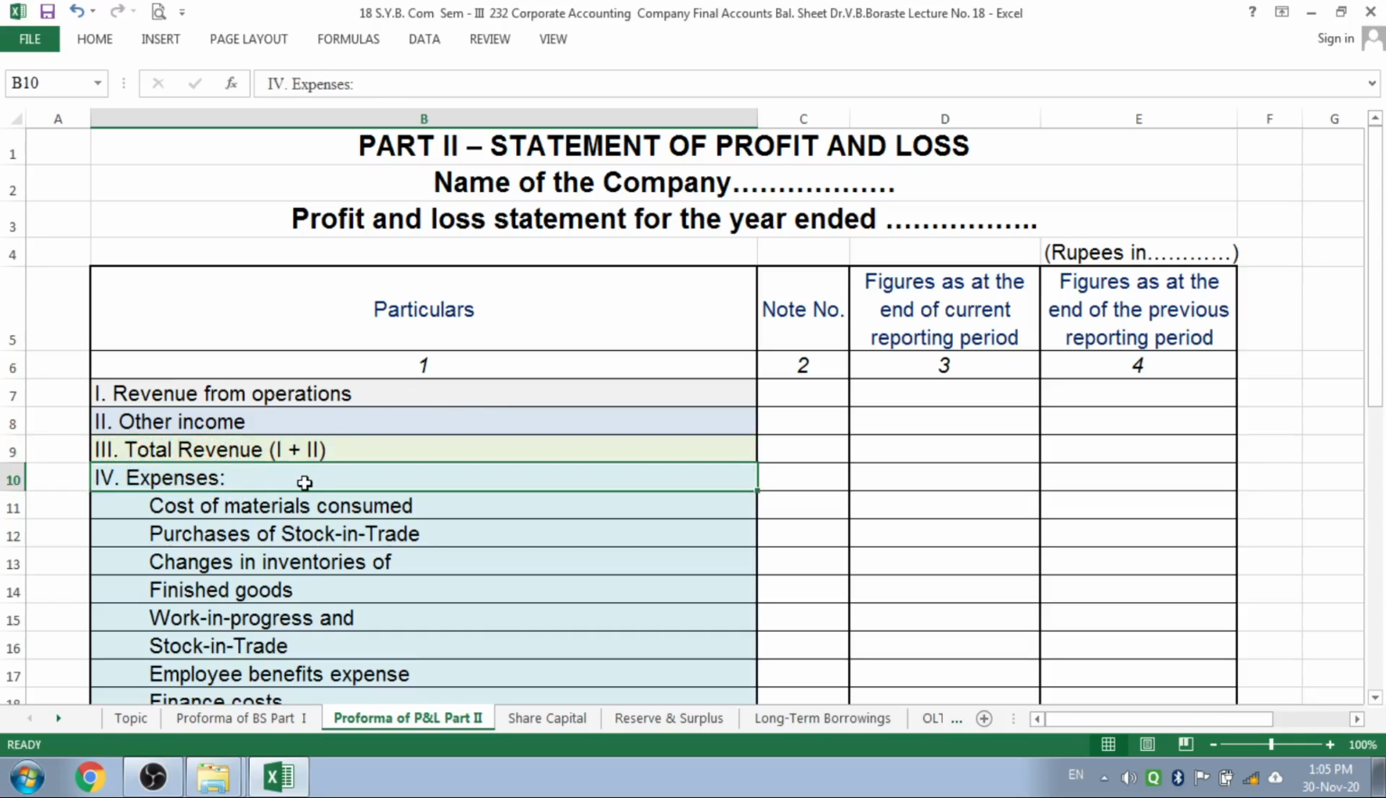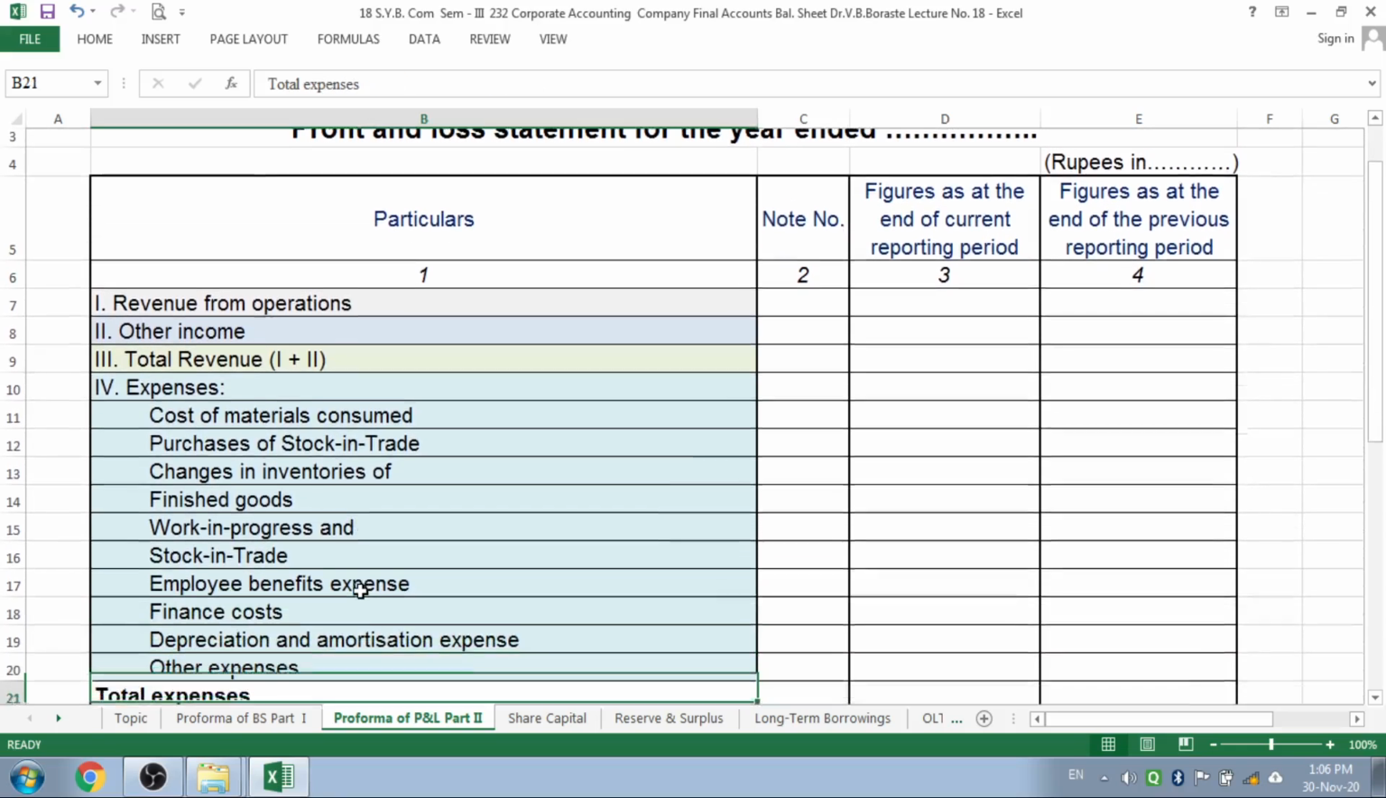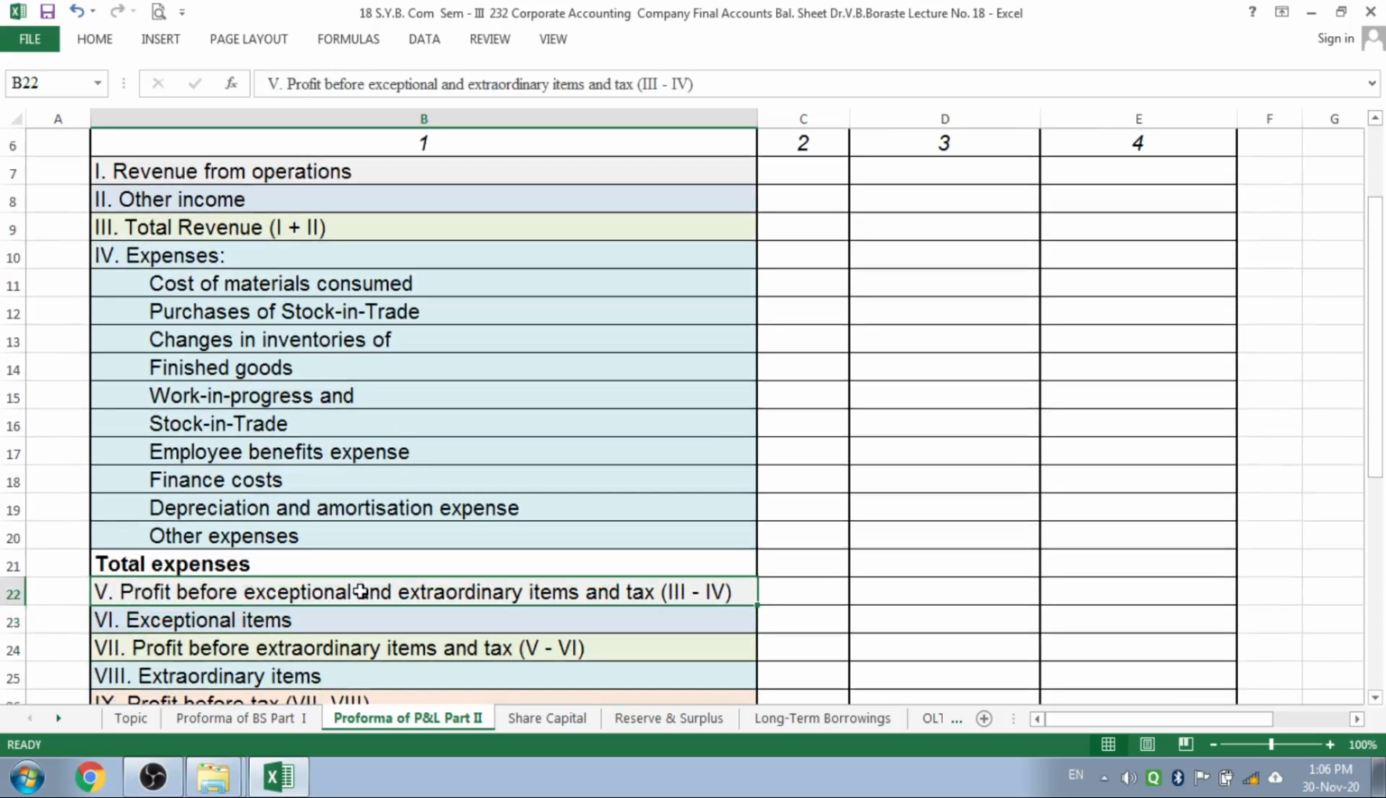Then expenses, there are certain expenses where the first one is cost of material consumed, second one is purchase of stock in trade, changes in inventories of finished goods, work in progress, stock in trade, employee benefit expenses, finance cost, depreciation, amortization, and other expenses. So this is the total expenses.